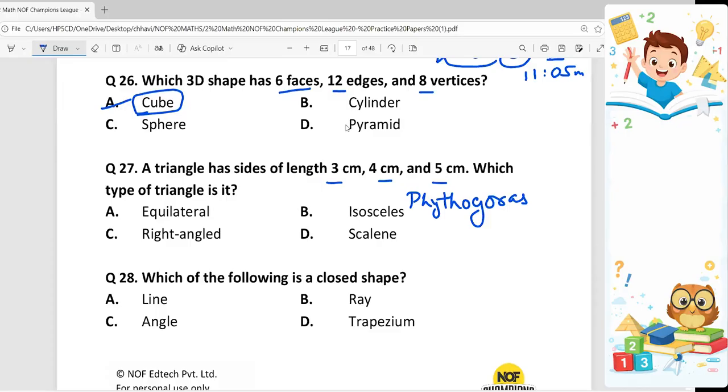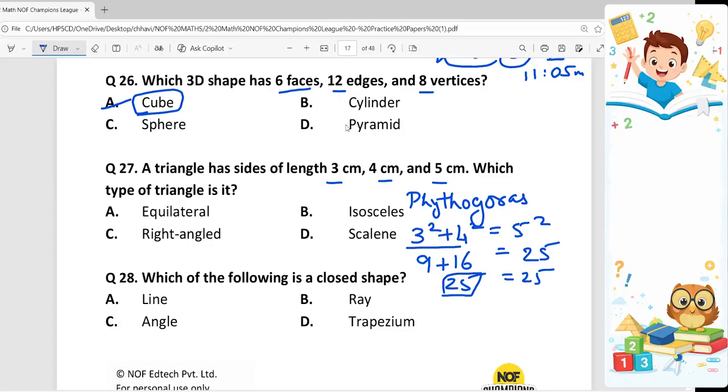So let's check. 3 square plus 4 square is equal to 5 square. It should be like this. So 5 square is 25. Now this should come as 25. 3 threes are 9 plus 4 fours are 16. So 9 plus 16 is 25. Therefore, it shows that this is equal to this, and hence it is a right angled triangle. Option C is the correct answer.